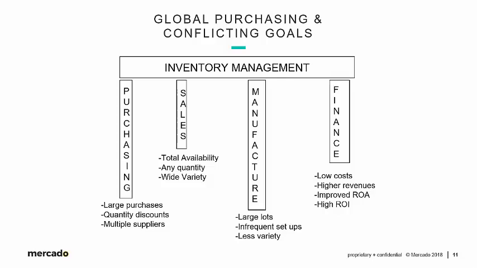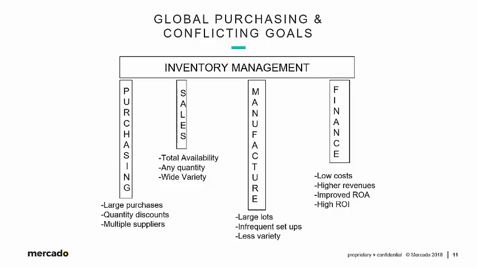Let's look at manufacturing. They want to produce in large lots with infrequent setups and less variety. That's if we're an in-house manufacturer, and oftentimes if we're dealing with overseas vendors that manufacture on our behalf. They want to produce in large lots. That's why overseas vendors that sell to U.S. importers have MOQs, minimum order quantities. So there's a conflict there too.